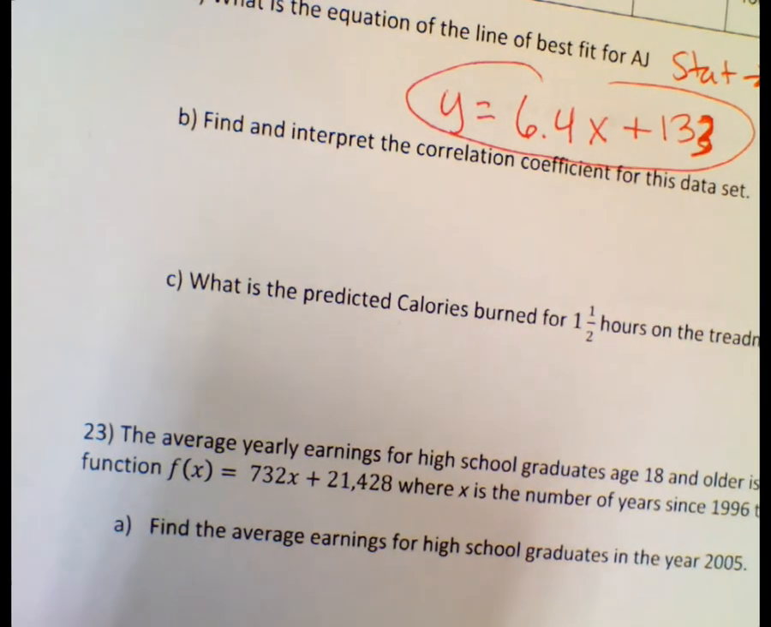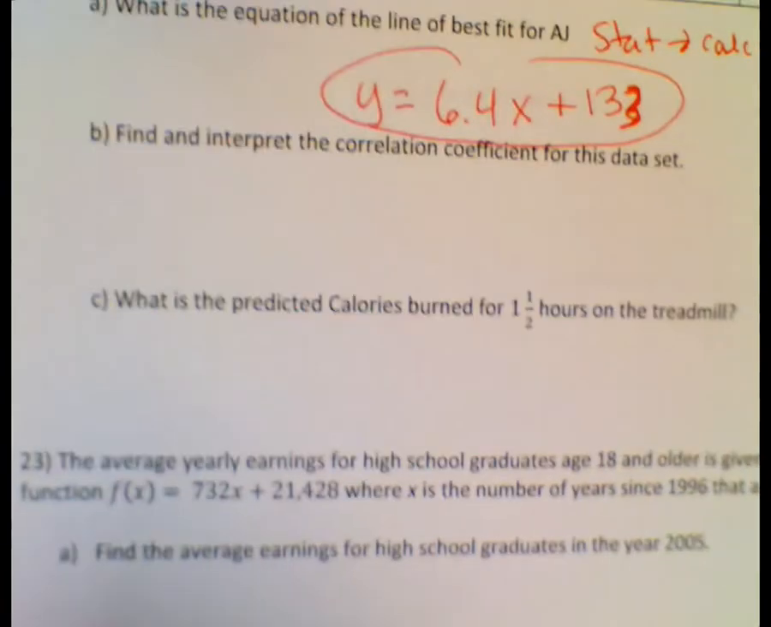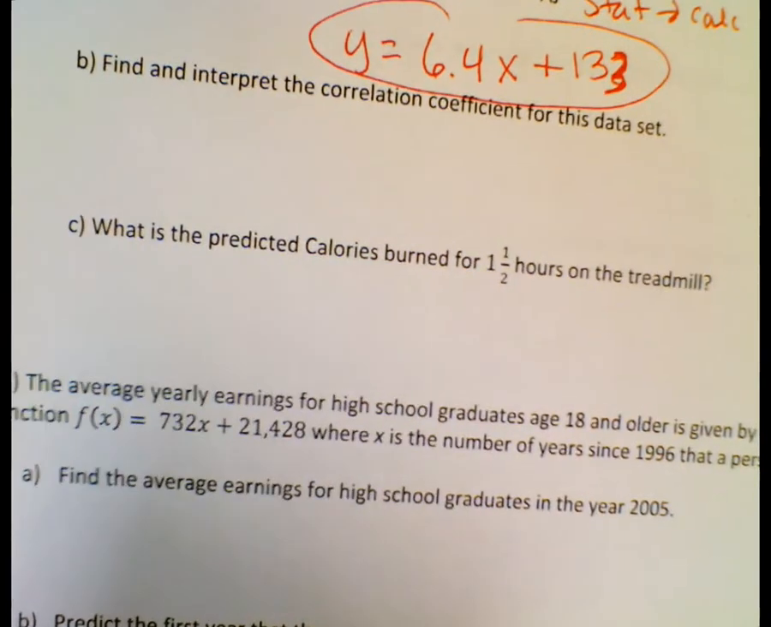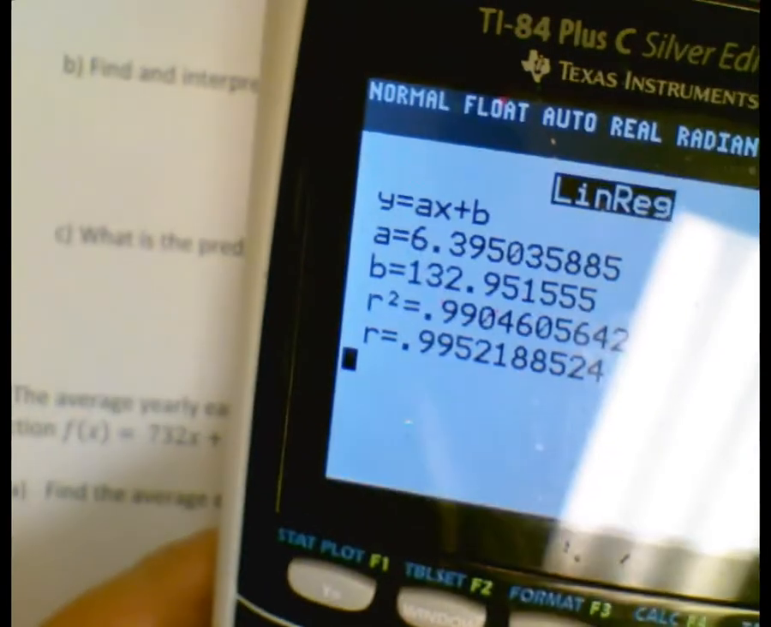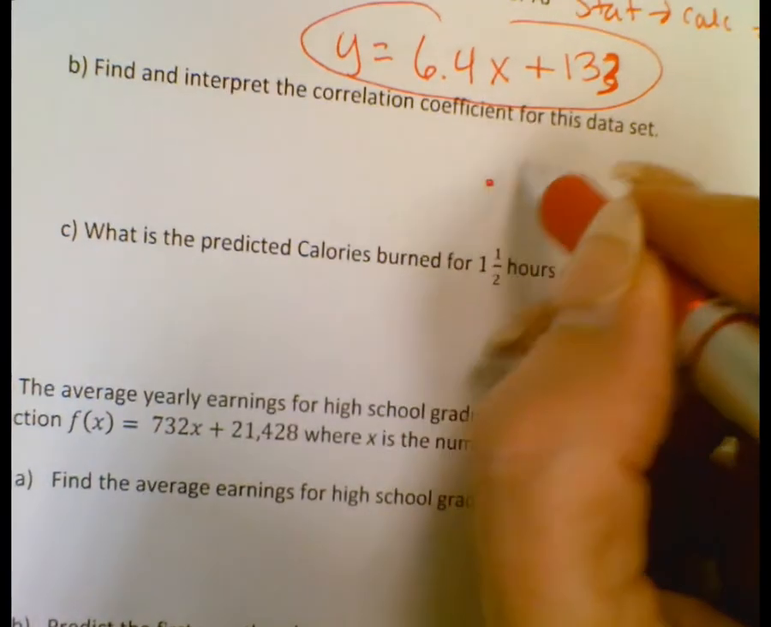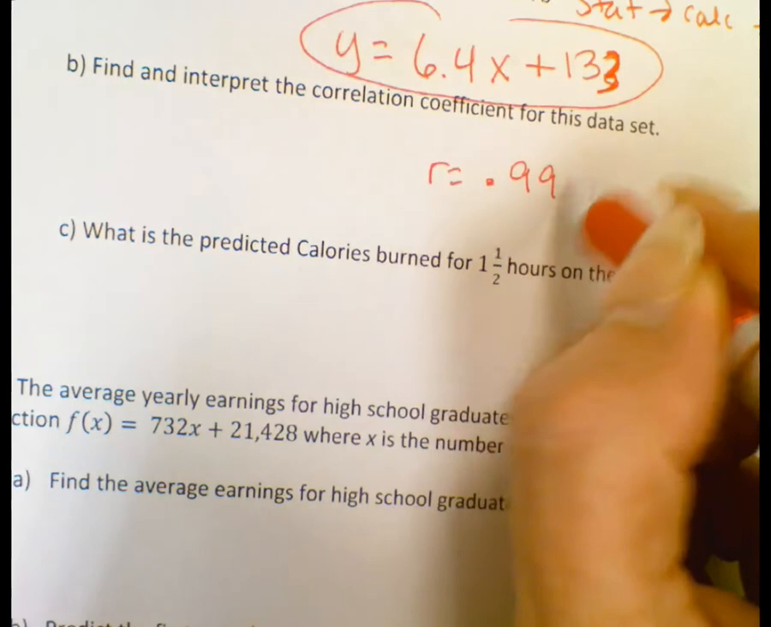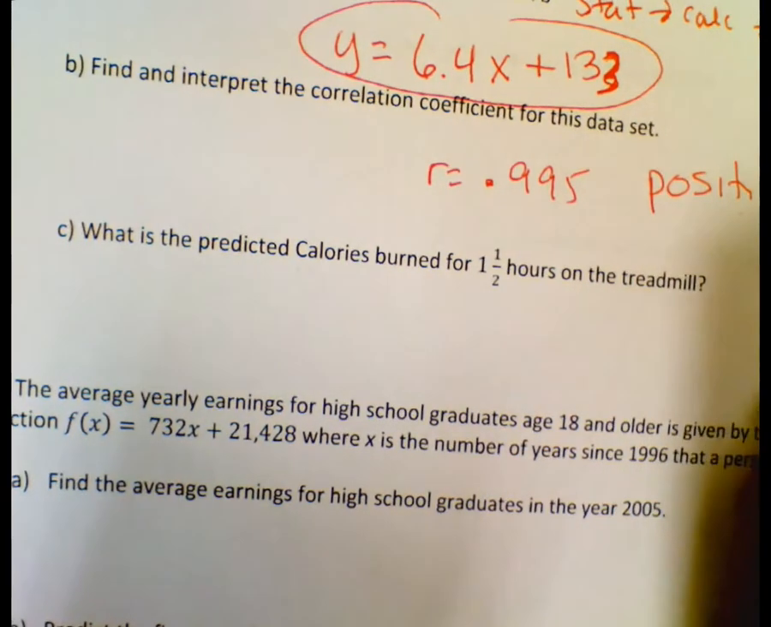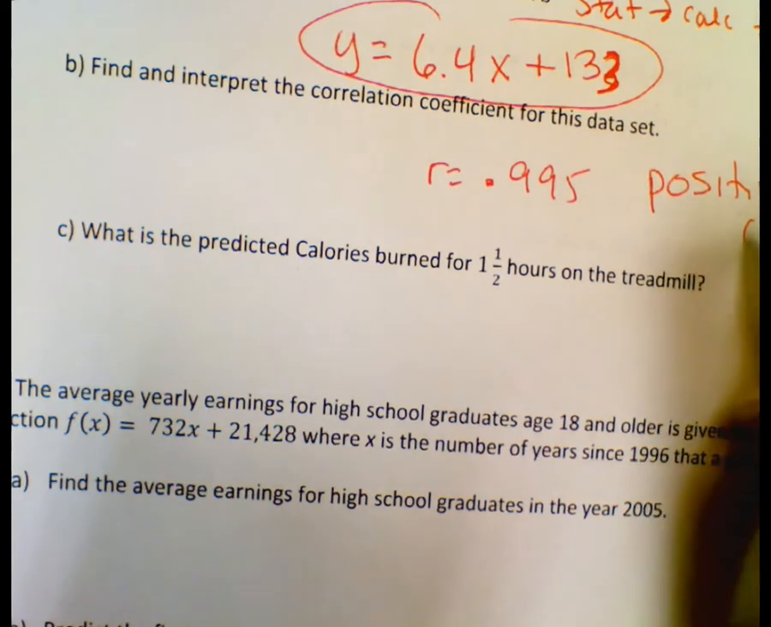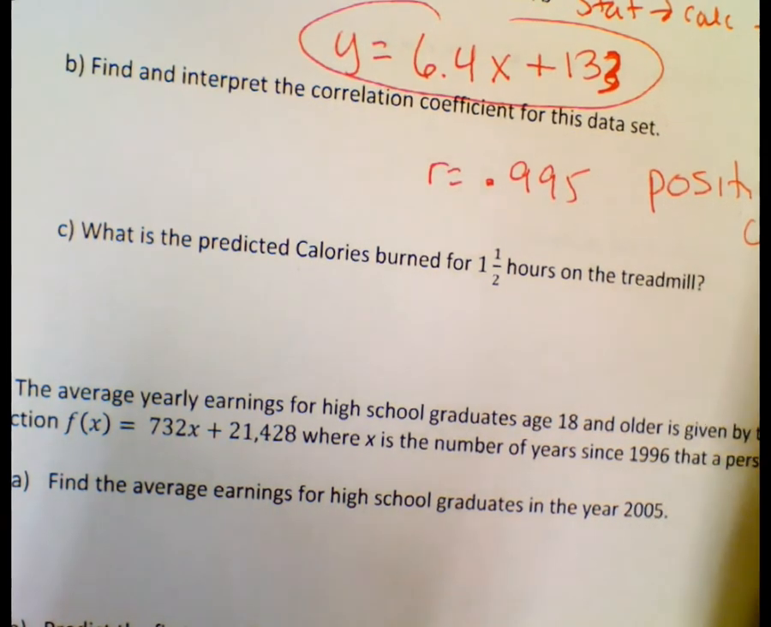We did word problems, but I'll be with you in a second. B, find and interpret the correlation coefficient. So you should have an R on your calculator right now. That's R, so it's 0.995. Make sure you do not round that up. R is 0.995, and that is a positive, strong correlation. So you need to write that.